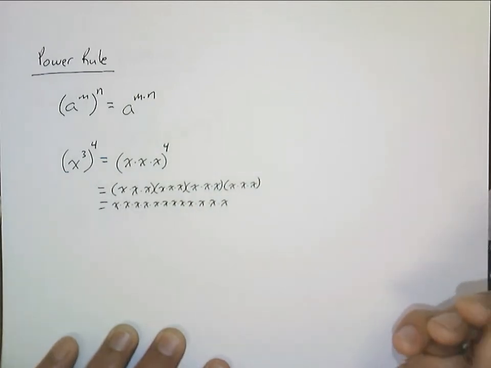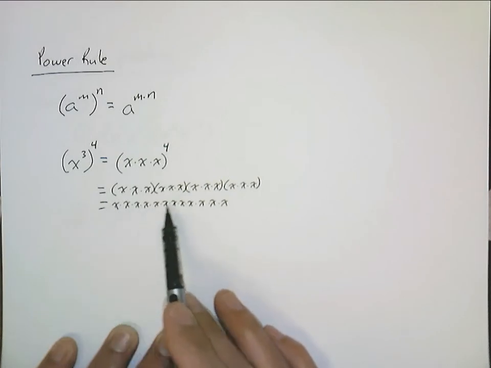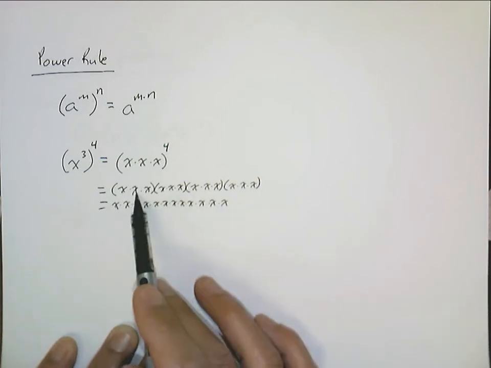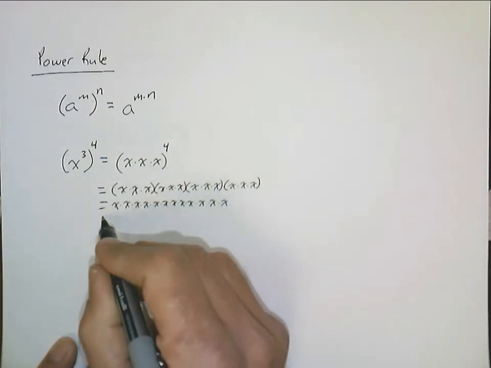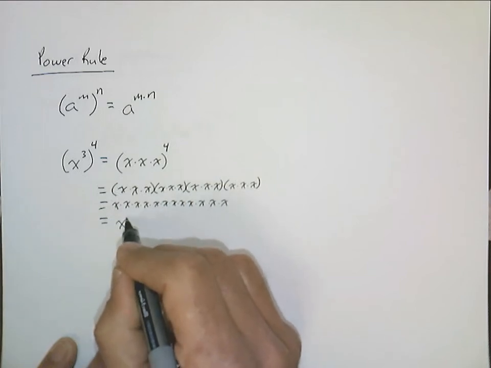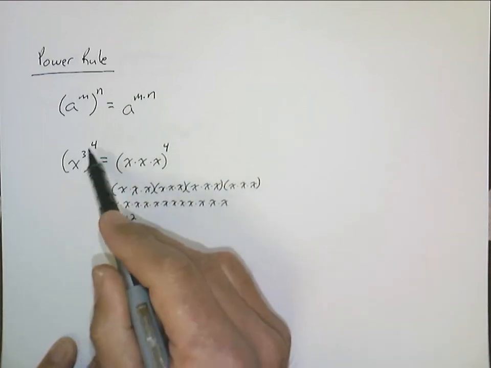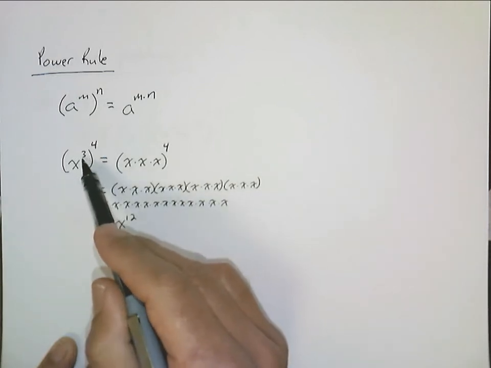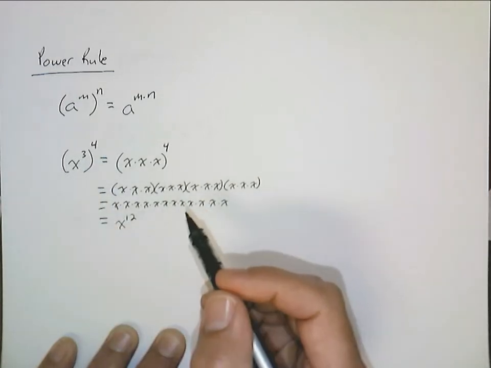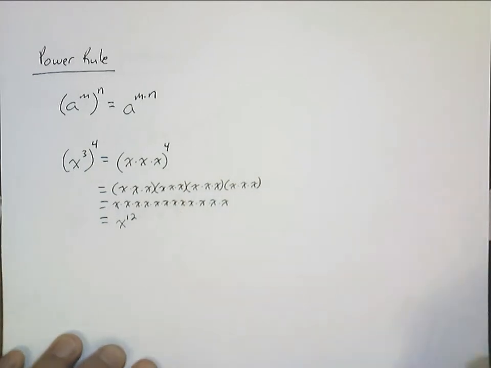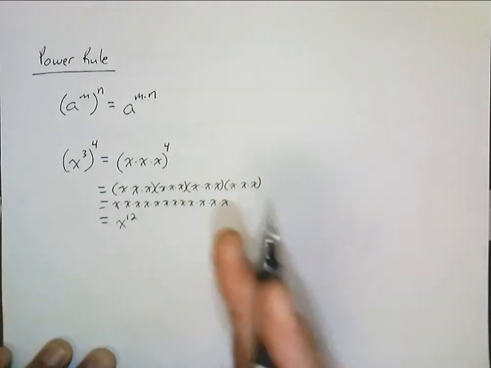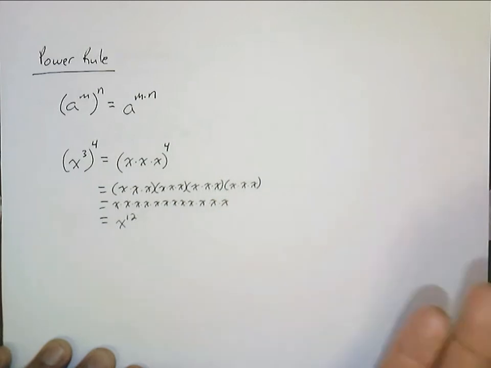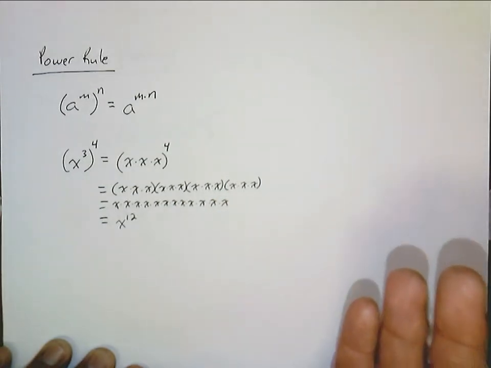A lot of x's. Well, how many? Well, of course, we have 12 of them here. 3, 6, 9, 12. So this is just x to the 12th. And of course, 3 times 4 is 12. So you have 4 sets of these 3 x's, 12 x's multiplied all together. And again, not anything to memorize, just work a simple example if you forget the power rule.